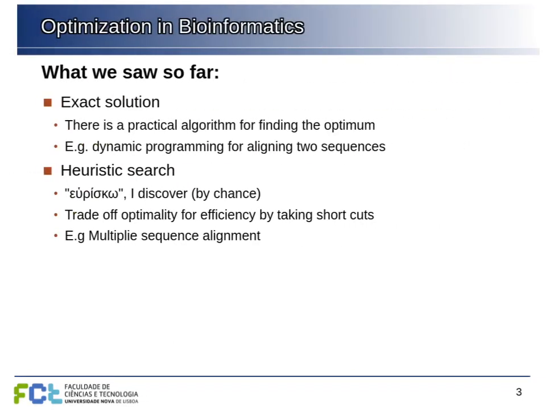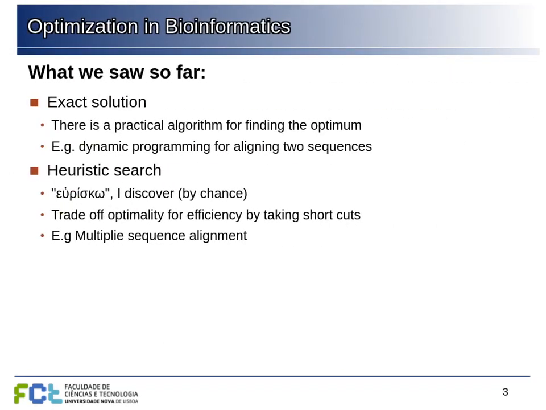So let's start with what we saw so far. There are cases where we can find a practical algorithm that guarantees we find the optimum solution for some problem. And we saw this with dynamic programming by taking advantage of the structure of the problem, which allows us to break down into sub-problems and find the optimum for the large problem by finding the optimum for each sub-problem.